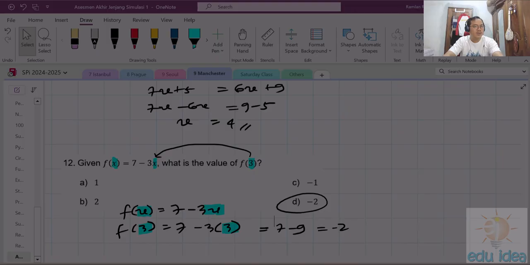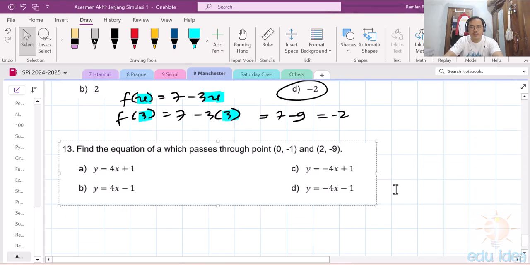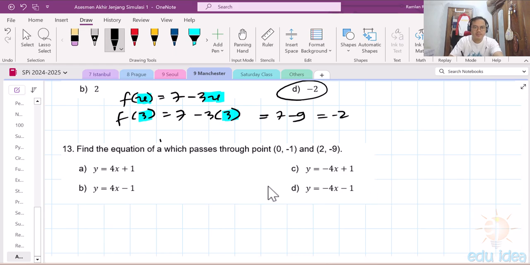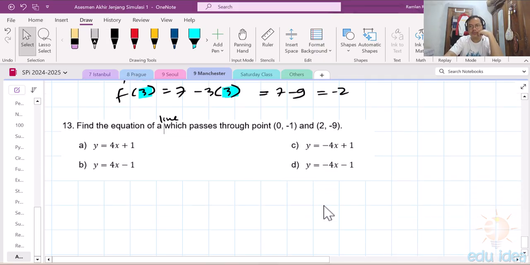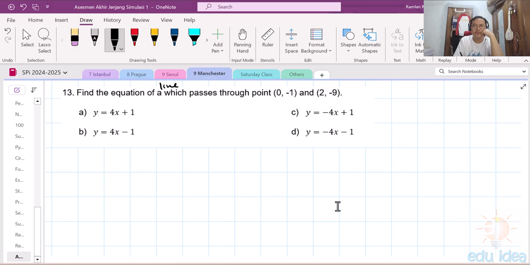Okay, number 13, here we go. Find the equation of a line, sorry, I mistyped that, of a line which passes through this point and this point. There are a lot of ways to do this, guys. You can use the long formula, but I don't really like that formula. But you can also do substituting, or you can find the gradient first, and then put it into the function. Okay, so in here, all of the answers are in the form of y equals mx plus c.